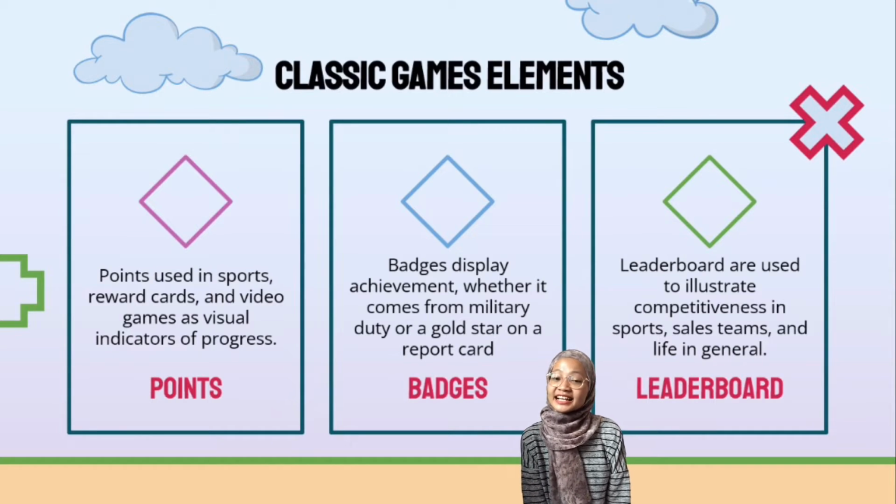There are three basic classic game elements that are usually applied in gamification. Firstly, points. Just like I said before, they will get points for any involvement or achievement, which act as a visual indicator of progress. Next is badges. It has the same concept as points, which display achievement, whether it comes from a military duty or a gold star on the report card. Lastly, leaderboards are usually used to illustrate competitiveness in sport, sales teams, and life in general. All of these elements will motivate the user or the student to engage and participate more.